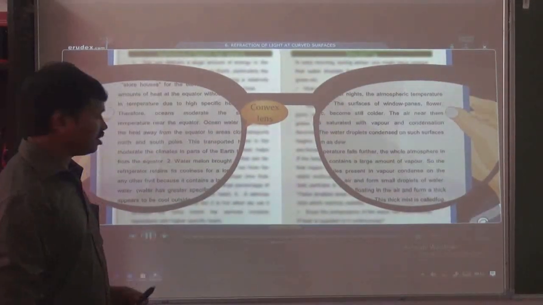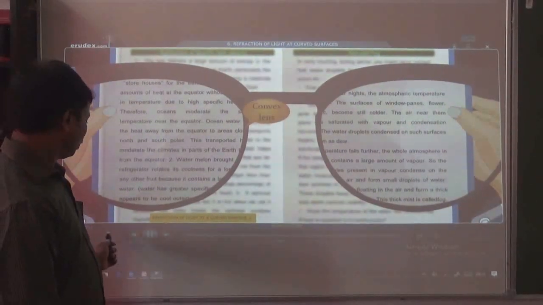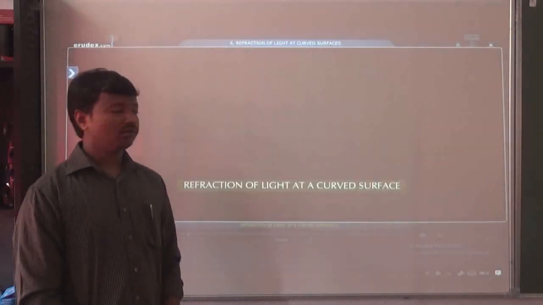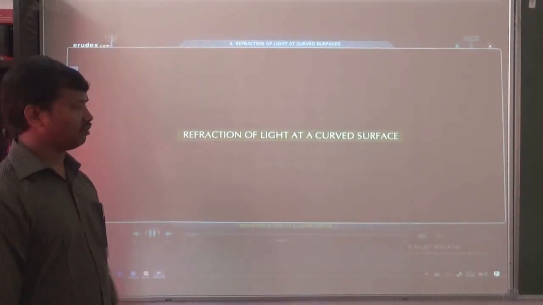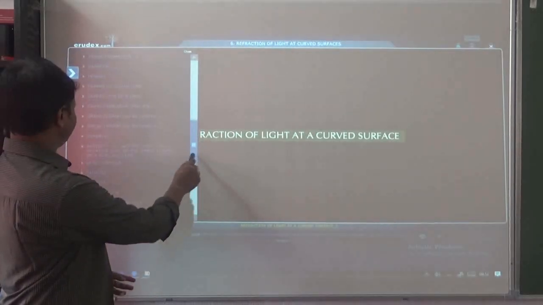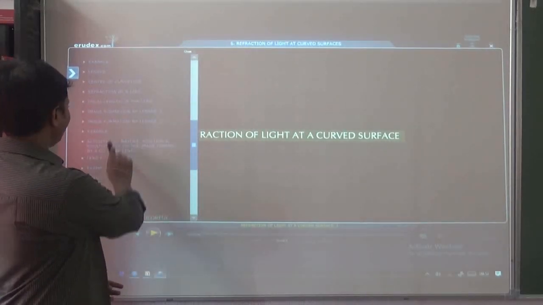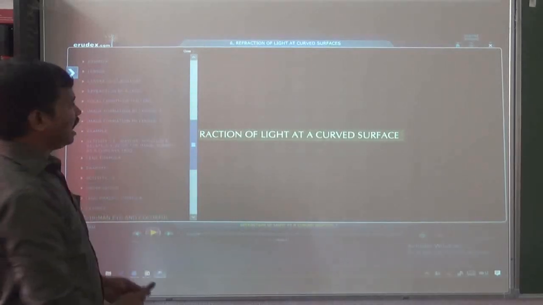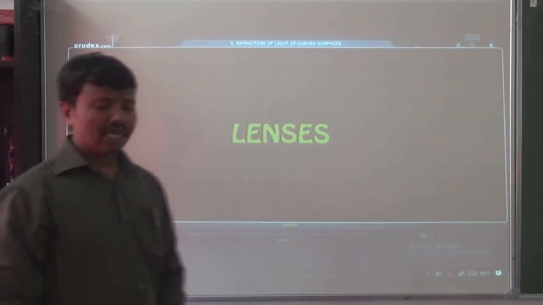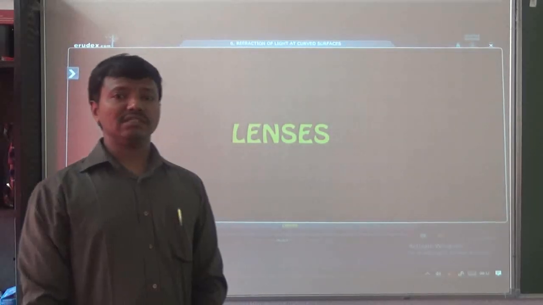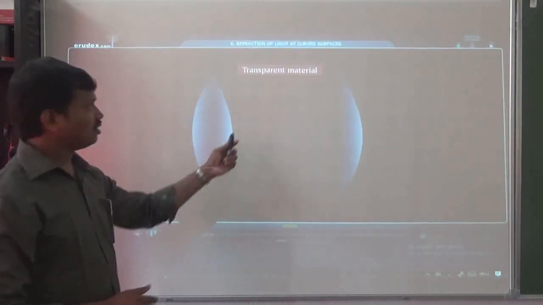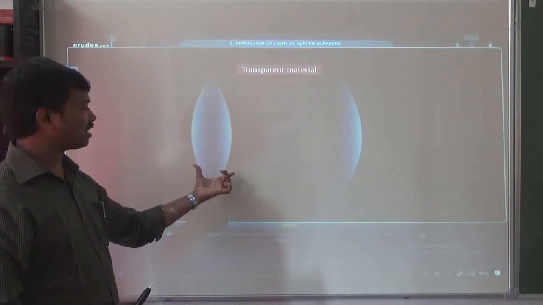Now there are different types of lenses also. So what is the refraction of light at curved surfaces? Now observe refraction of light at a curved surface, and the different types of lenses. You know what is meant by lenses. So what are lenses? A lens is a refracting medium: a transparent material bounded by two refracting surfaces.